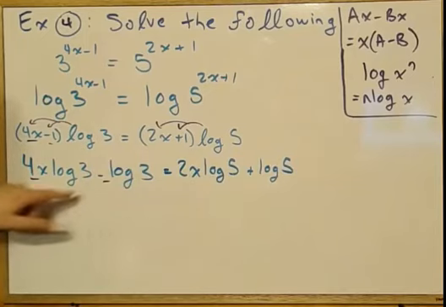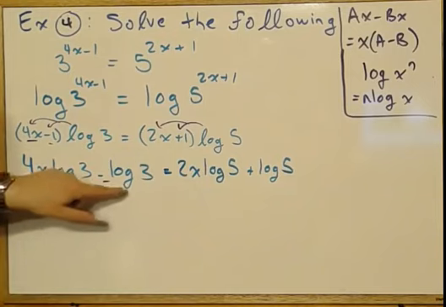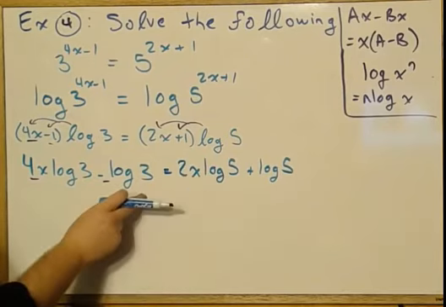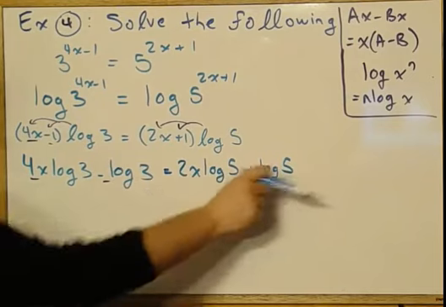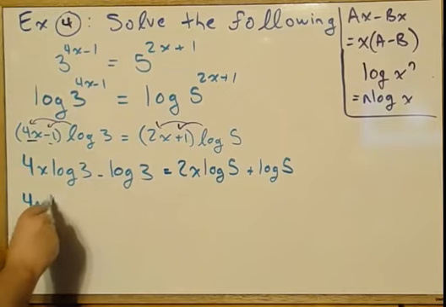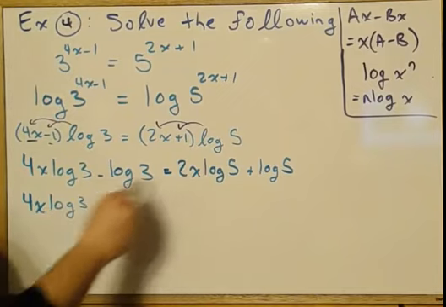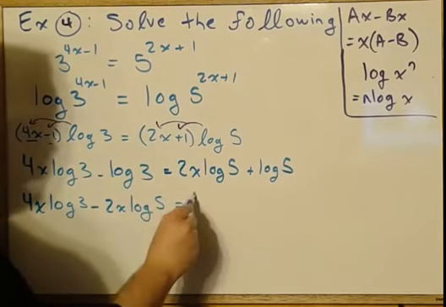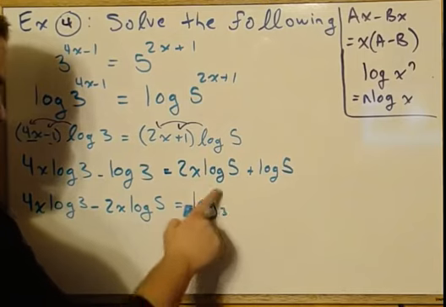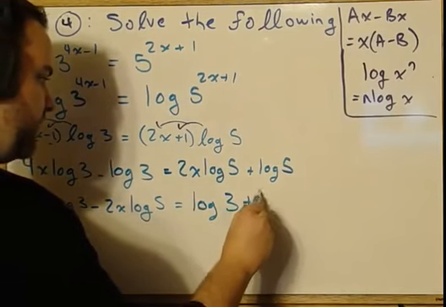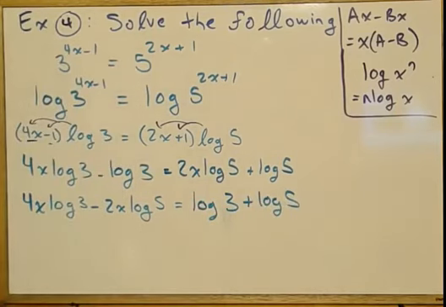What we're going to do is collect all of our x terms on one side and collect all of our regular log terms on the other. So let's move the 2x log 5 to this side and move negative log 3 to the other side. Doing this will yield 4x log 3 minus 2x log 5 is equal to log of 3, because we added log 3, plus log of 5.